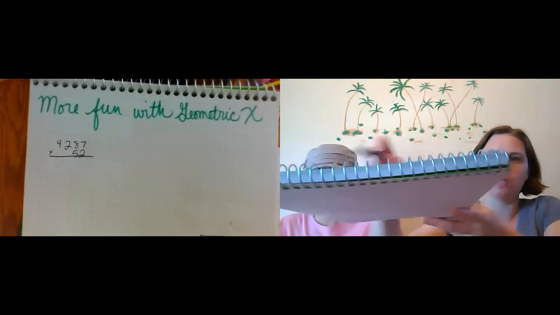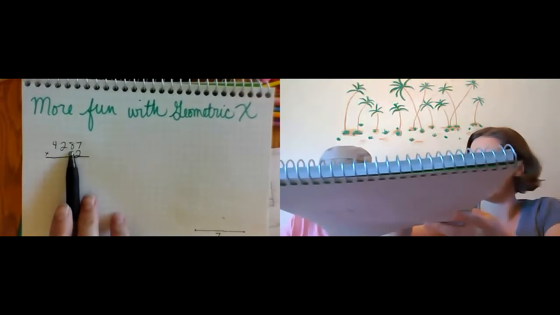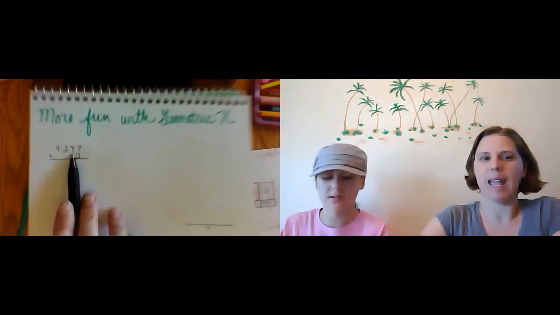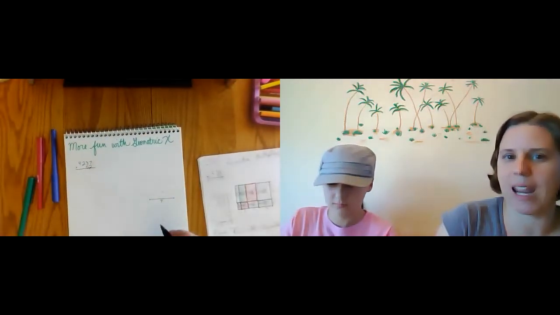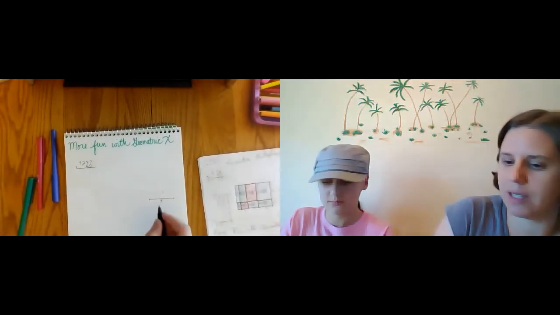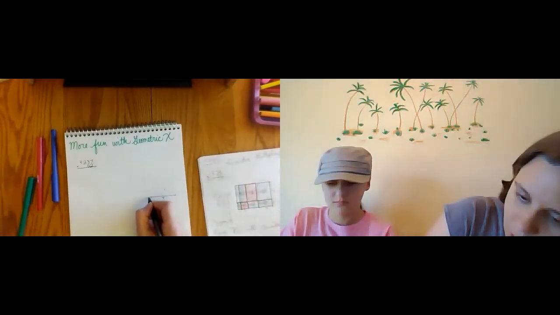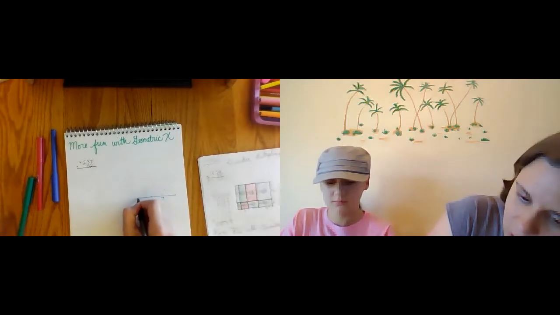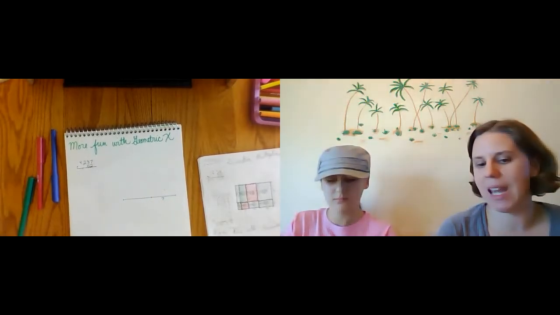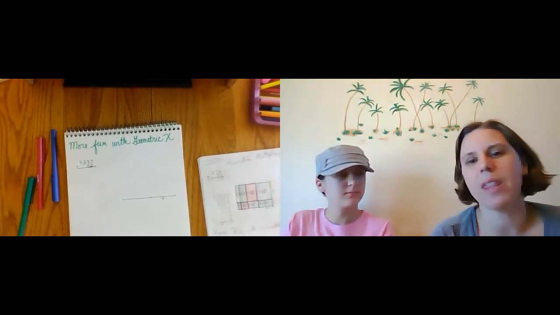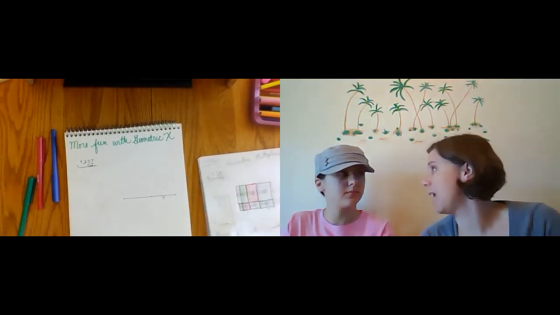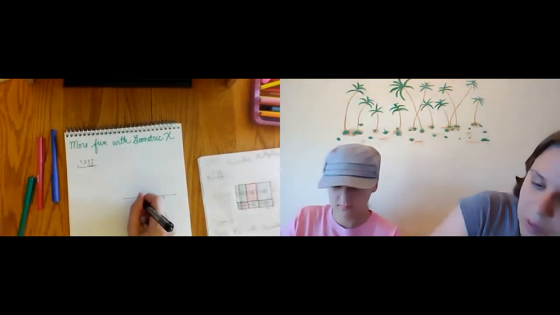In our tens place, what do we have, Selena? 8. So now I'm going to move over 8. This is in our tens place, so these are 8 tens. 1, 2, 3, 4, 5, 6, 7, 8. And instead of labeling it with an 8, I'm going to label it with 80, because it's not 8, it's 80.